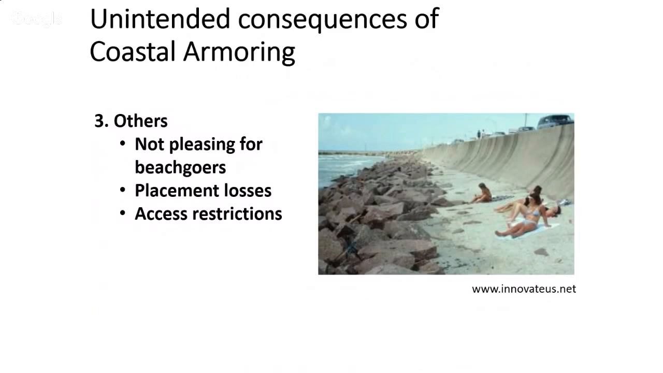And then you also have access restrictions. So imagine if you have another seawall here, another structure, then you may have to go this way or this way instead of just going straight. So there's a problem of access to the beach.